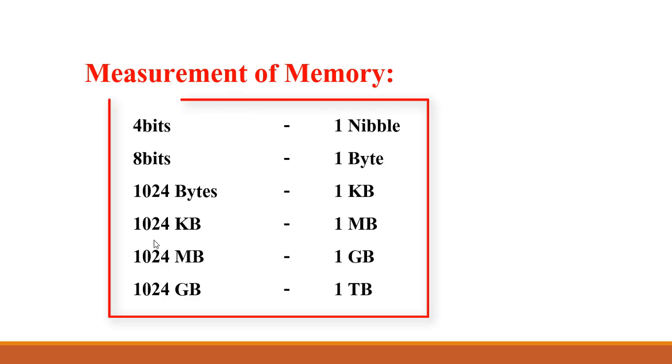Here we'll see 4 bits is nothing but 1 nibble, like 8 bits is nothing but 1 byte. 1024 bytes is 1 kilobyte, and 1024 kilobytes is 1 MB, megabyte. 1024 MB is 1 GB, gigabyte. 1024 GB is 1 TB, terabyte. After this, many more continue, but these are enough for us.